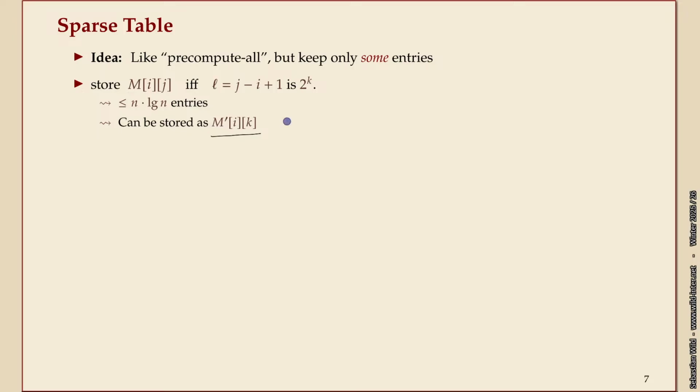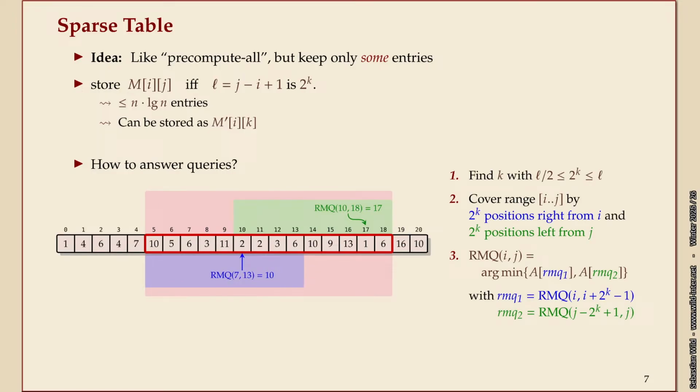Now that's fine. If your query has indeed a length power of 2, you're happy, you have the solution. But what if you don't, for all the others? Then you can't directly answer the query, but you can still figure out the answer in constant time. Namely, whatever the length of the query, doesn't matter.